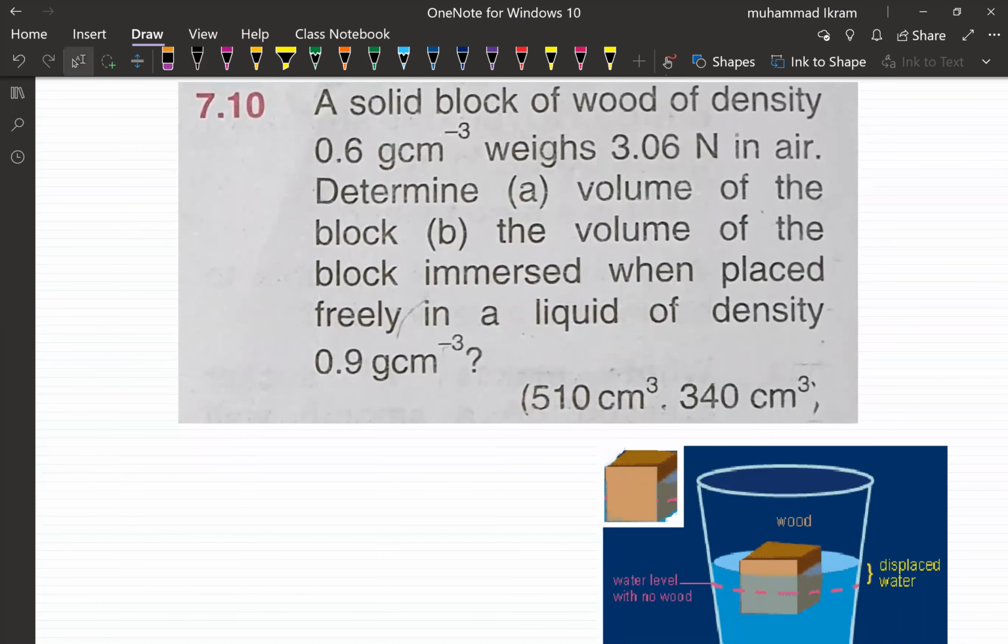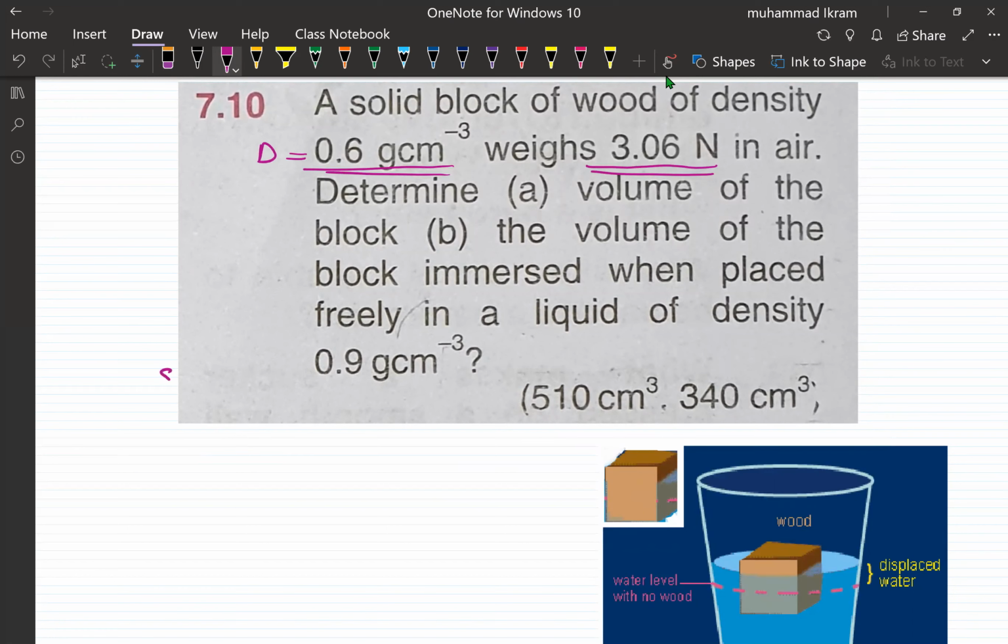First of all, look here, you have been given what? A solid block of wood of density. This is the density of the object, right? And its weight is given. This is the weight in air, right? In air. Determine the volume of the block. So first of all, you need to find the mass of the block. Also, what is the volume of the block?